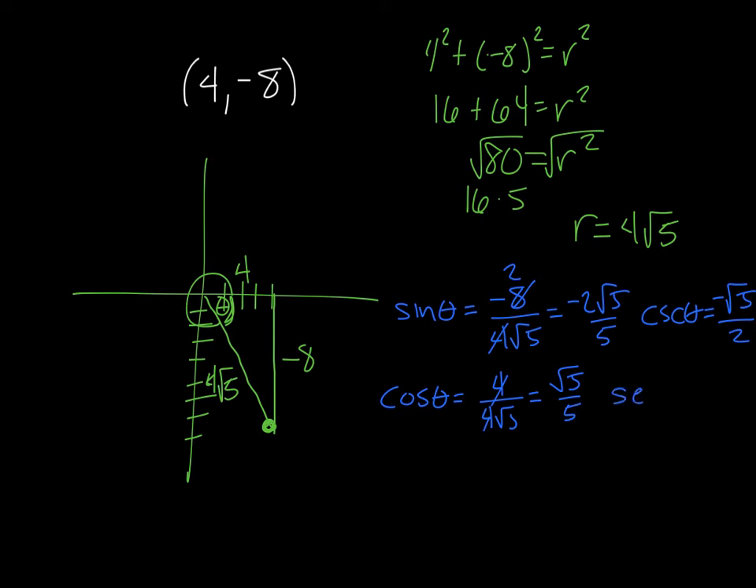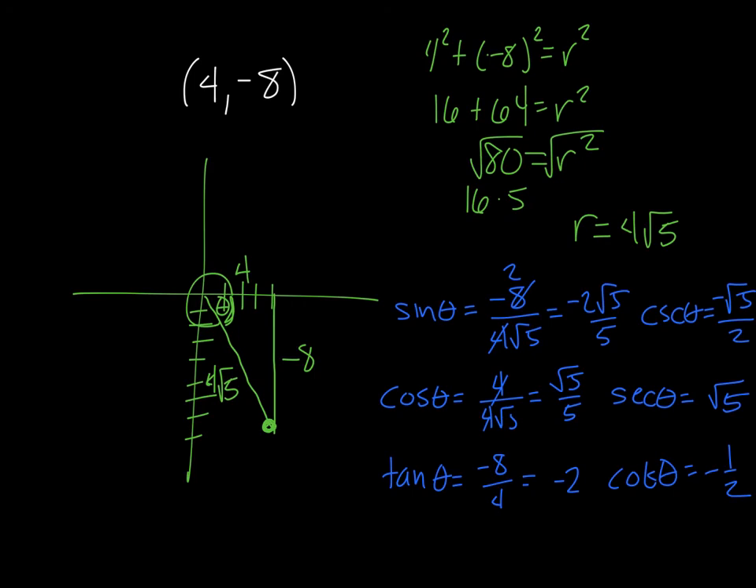And then we have secant, which is just the reverse. I'm going to go back to here, and I'm going to flip that over after I've canceled. So I just get the square root of 5. And then tangent, this is the easy one. Tangent is opposite over adjacent, which gives me -2. And cotangent is flip that over, and I get -1/2. All right, so that's how you do that.